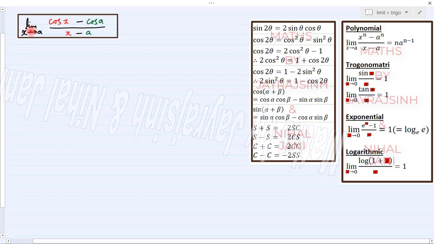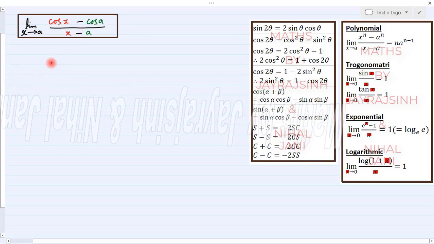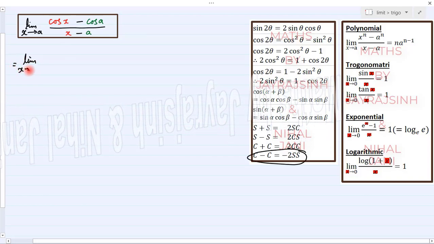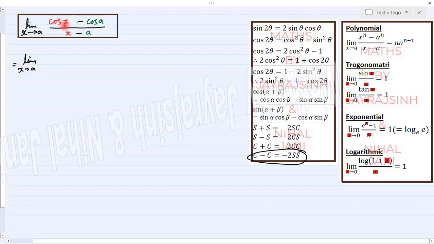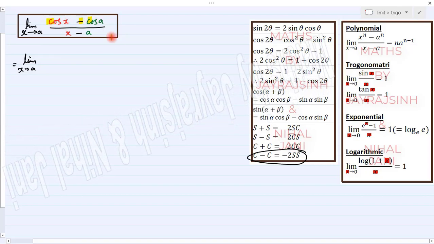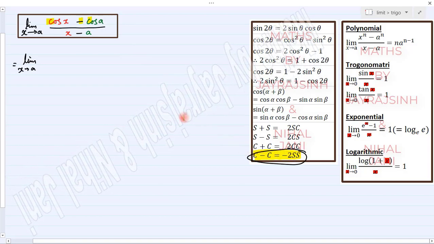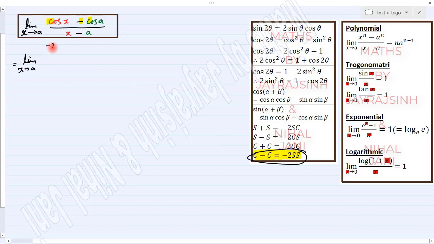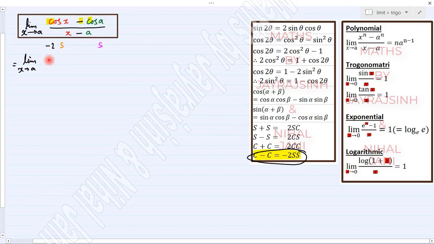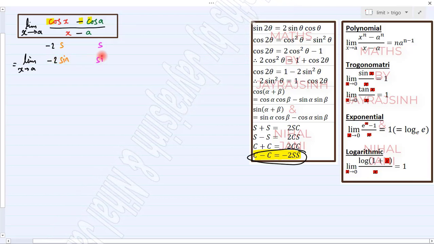Here we have to find the limit x tends to a of (cos x minus cos a) upon (x minus a). Now to simplify this, we have to observe that in the numerator we have cos minus cos form, and cos minus cos can be converted into minus 2 sin sin. So let's write down minus 2 sine into sine.